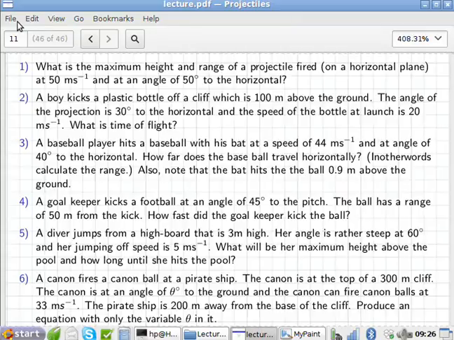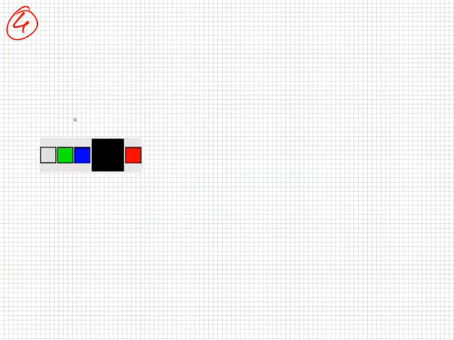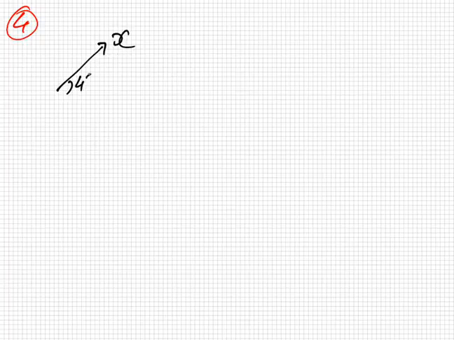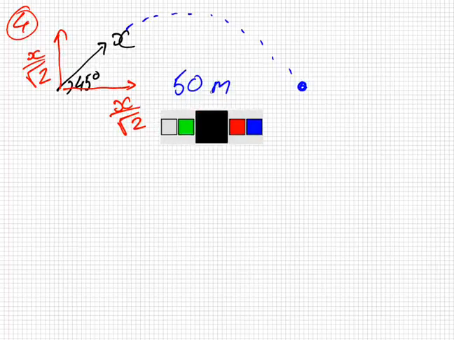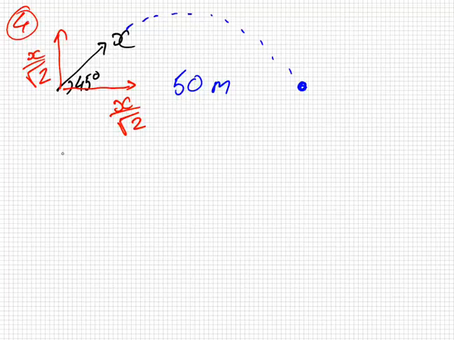No, next one. You did the baseball one. A baseball player hits a baseball with his bat at a speed of 44 and an angle of 40. How far does the baseball travel? So 40 and 44. And then he hits the bat. So the ball goes up and then comes back down. But what you have to be careful about here is it starts at 0.9 meters.